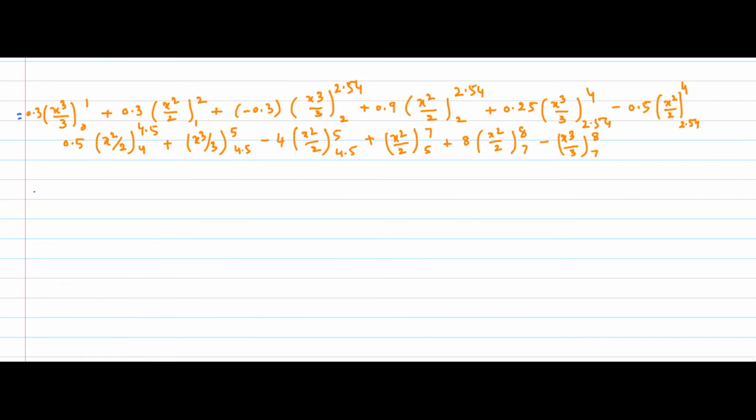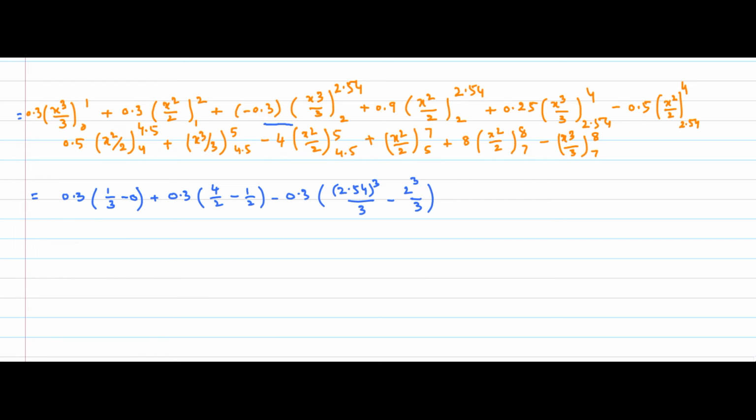Now let me move forward, which is equal to 0.3 into x cube by 3. If I apply 1 here, it will be 1 by 3 minus 0, plus 0.3 into 2, it is 4 by 2 minus 1 by 2. First we need to apply the upper limit, later the lower limit. Minus 0.3 into 2.54 whole cube divided by 3 minus 2 cube divided by 3.